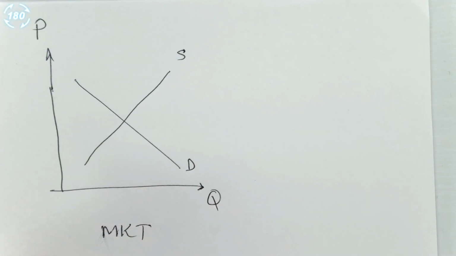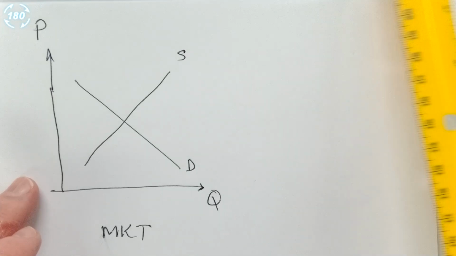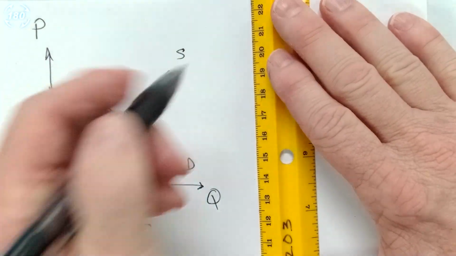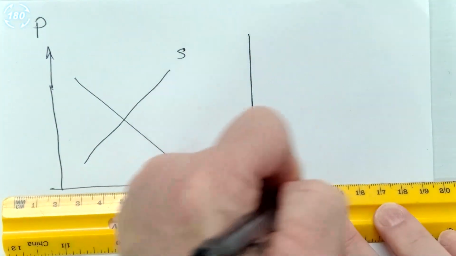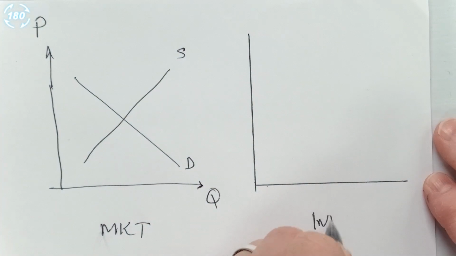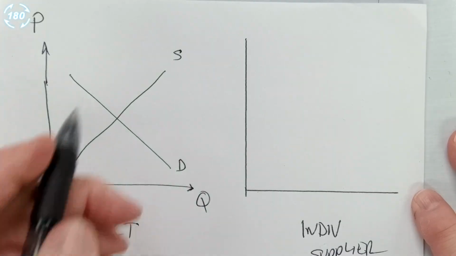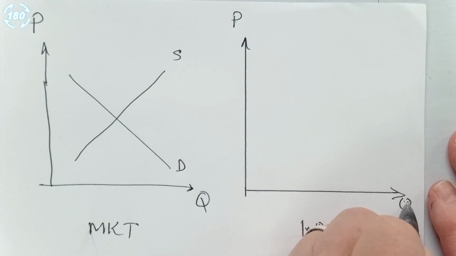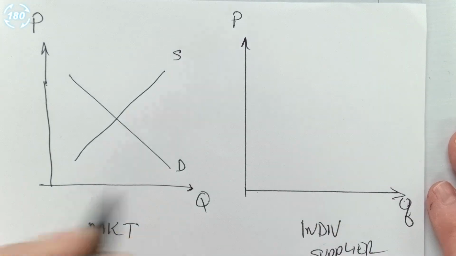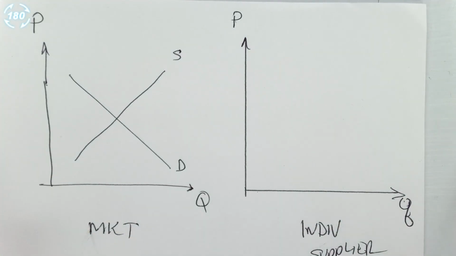All right. Now this is the market. It's not the individual wheat farmer. I want to draw what the individual wheat farmer really cares about over here to the side. This is the individual supplier. Now, here's the deal. They only care about maximizing profit. I want to put a little q here instead of a big Q. This is the quantity of wheat they take to the market. So I'm going to use a little q.